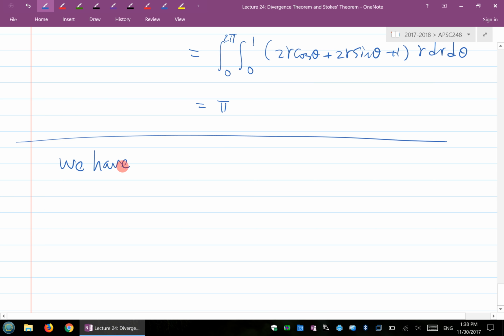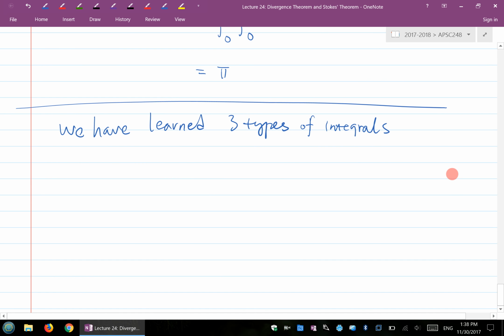So after the midterm, we have learned 3 types of integrals. And each type of integral has a different way of evaluating it. The first type, there's the double integral, function dA, and then there's another one, the triple integral, a function of a single variable, and then dV, right?